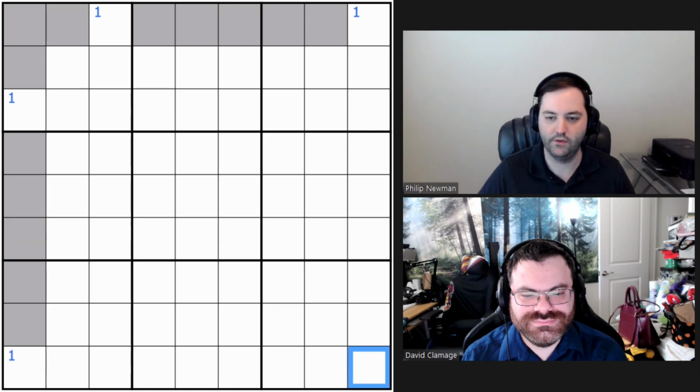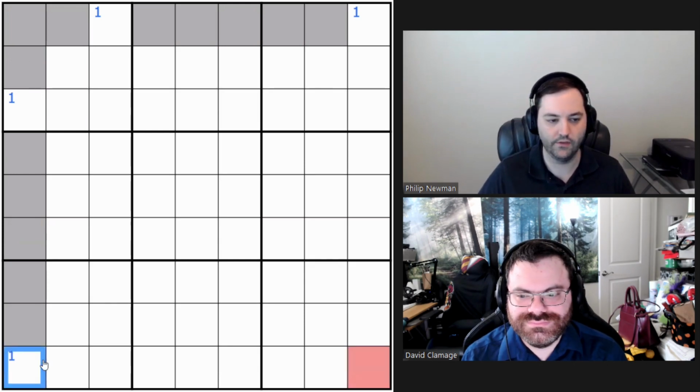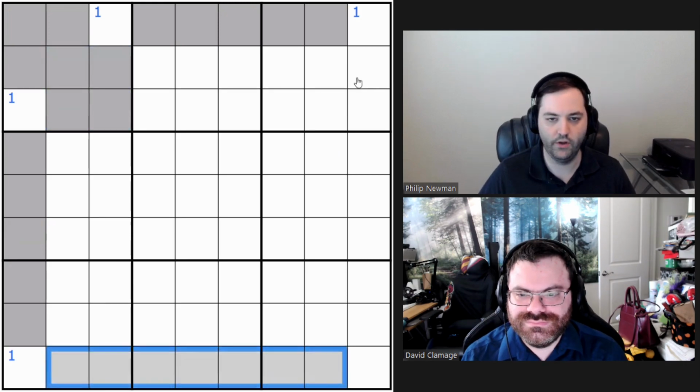And the reason why it's useful is exactly what this kite tells us. One of these has to be 1, so that can't be 1. All right, so let's think about this example. Let's say 1 now can't go in any of these cells.